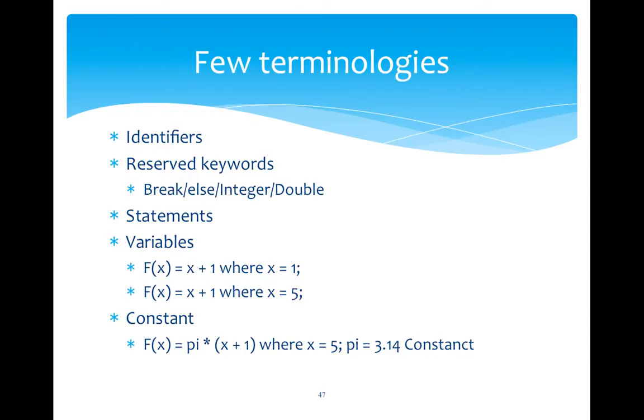This topic is about a few terminologies which are used in programming language, and those are identifiers, reserved keywords, statements, variables, constants. Let me explain you one by one. Identifiers are something you define in your programming construct. For example, if you have to provide a unique name for a value, you can do so by an identifier.